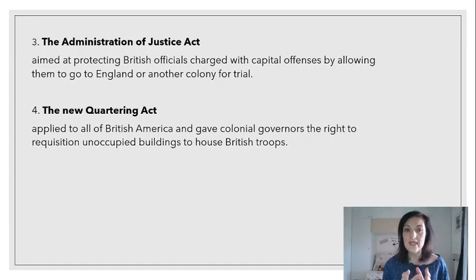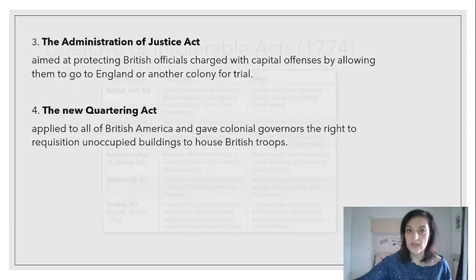It stated that all the colonial governors could use the buildings in the colonies to house the British troops. So all the buildings, all the families of the colonies could or were forced, even though they didn't want to, to host, okay, to house the British troops if needed.